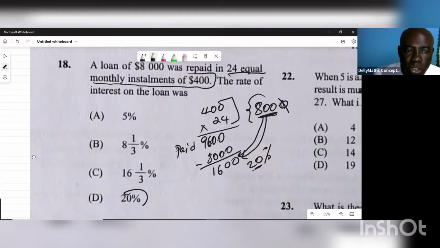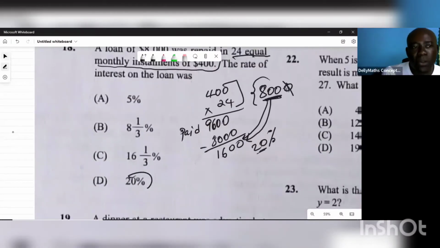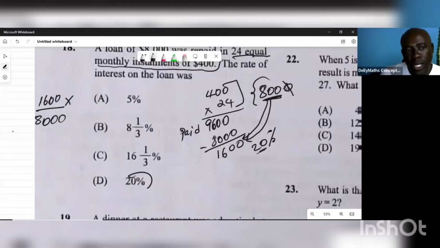But you could have worked it out like this as well. You could have said, well, they made 1,600 off me. I borrowed 8,000. So it's going to be 1,600 divided by the 8,000 and you times that by 100 over 1. You can do this and do some canceling. 0 cancels 0, this 0 cancels that. And then you say 8 into itself, 1, 8 into 16, 2, 8 into 0, 0. And you say, oh, the answer is 20%.